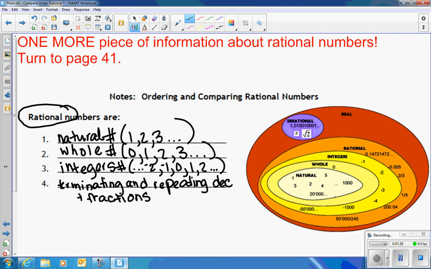Natural numbers are, again, the counting numbers. Whole numbers includes all the natural numbers plus 0. Integers includes all the natural, all the whole, plus your negatives. And then your rationals have all of that stuff plus decimals that repeat, decimals that end. They can be positive and negative, fractions, and again, everything in here. Irrational are things like pi and some square roots, which we'll talk about a little bit later in the year.